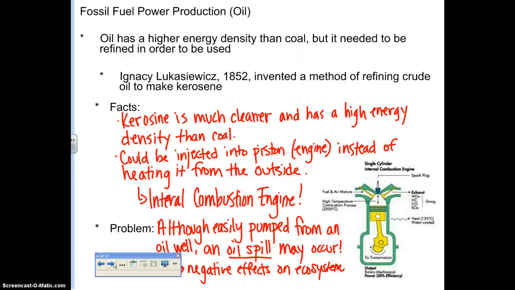Oh wow, I misspelled that. Kerosene, K-E-R-O-S-E-N-E, is much cleaner and has a higher energy density than coal. It could be injected into a piston in an engine instead of heating it from the outside. Therefore, it's now called an internal combustion engine.